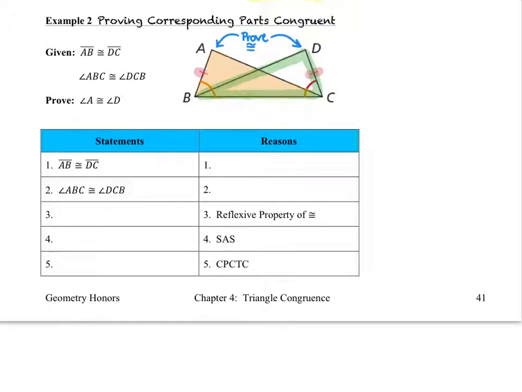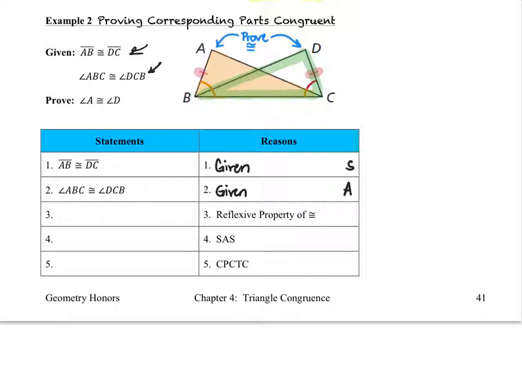Okay, let's take a look at our statements. We start out with the statement that segment AB is congruent to segment DC. We can see that that was given to us in the beginning. And this actually is one of the sides that the two triangles have in common, or I shouldn't say have in common, but are congruent to both triangles. So that's giving us one of the sides. Next, we have angle ABC is congruent to angle DCB, and those angles being congruent, not only was that given to us, but it's also something that those two triangles have congruent. So that's one of our angles.